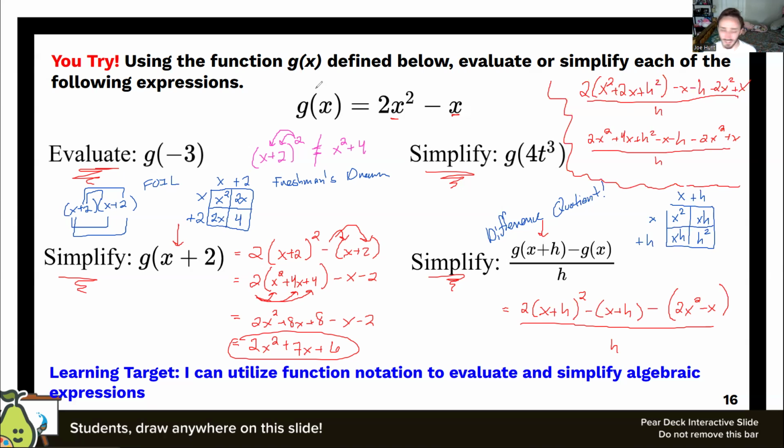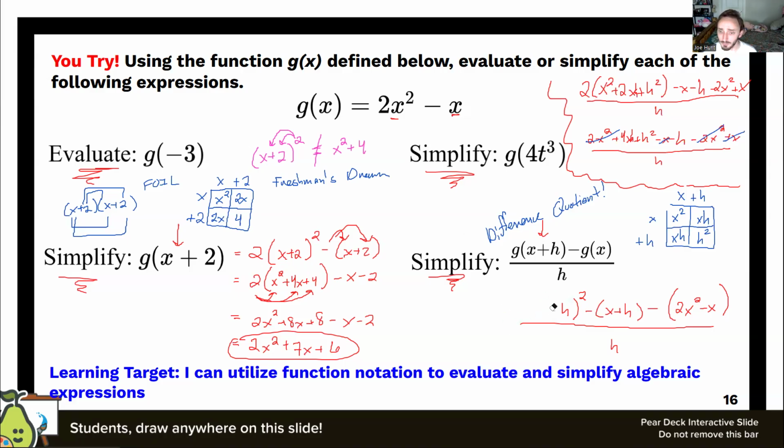What I want you to notice is that there are some cancellations that are going to happen here. 2x squared and minus 2x squared are going to cancel each other out. Minus x and plus x are going to cancel each other out. From there, you're going to have, in this particular instance, 4xh and the h terms, the only things in that numerator that have an h in common.